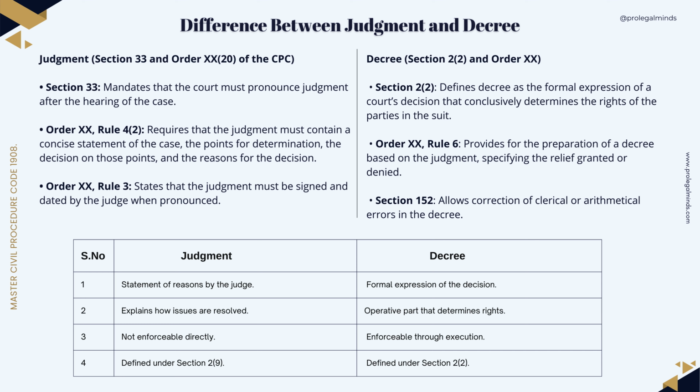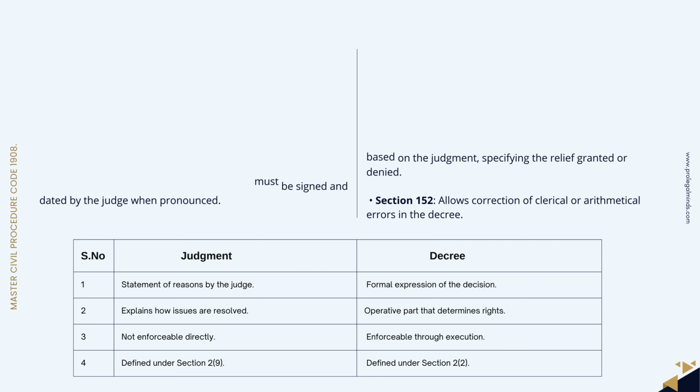Difference between judgment and decree. Judgment. 1. Statement of reasons by the judge. 2. Explains how issues are resolved. 3. Not enforceable directly. 4. Defined under Section 2(9). Decree. 1. Formal expression of the decision. 2. Operative part that determines rights. 3. Enforceable through execution. 4. Defined under Section 2(2).